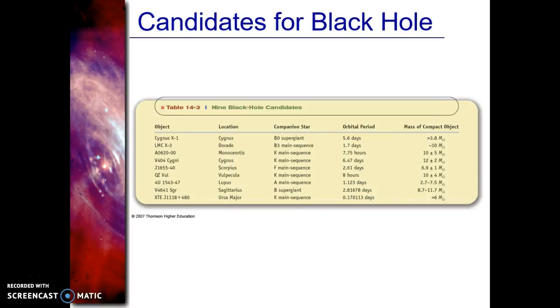How do we know? Well, look here. Candidates for black holes. Check out that right there. Remember, it has to have a solar mass of 3 or greater. Oh, that's a lot.